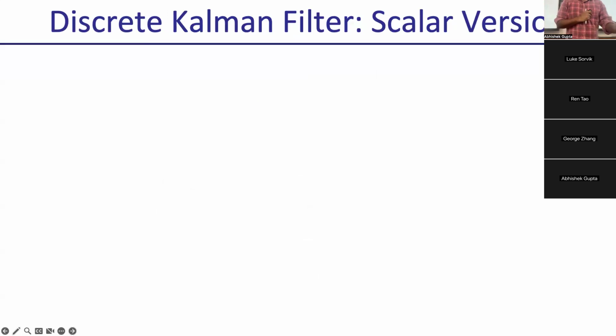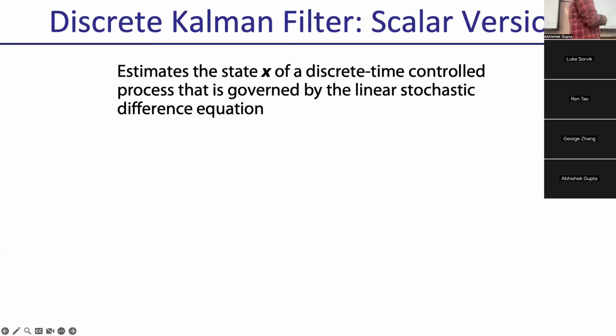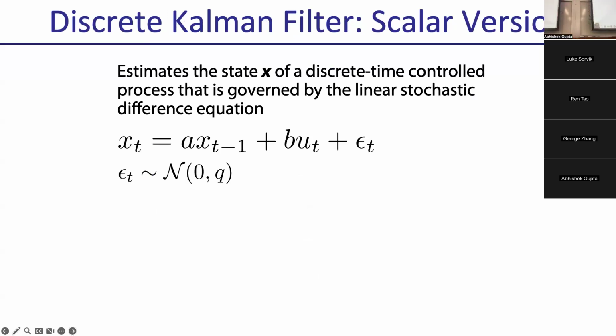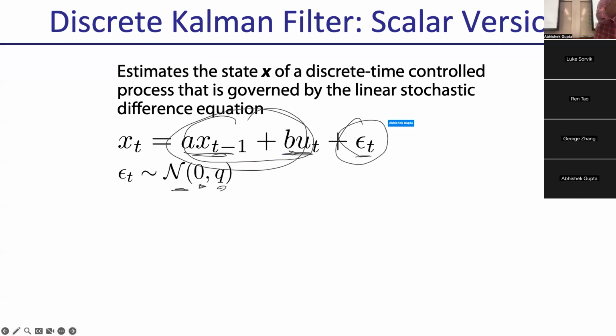So the scalar version of a Kalman filter is going to look something like this. It says that x_t is equal to a x_{t-1} plus b u_t plus epsilon_t, where epsilon_t is a Gaussian sampled with mean 0 and variance q. You can think of this as a linear equation that tells you how to go from one time step to the next, but you're adding a bit of noise to it, a bit of uncertainty.